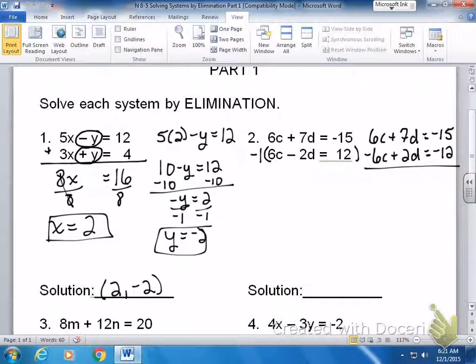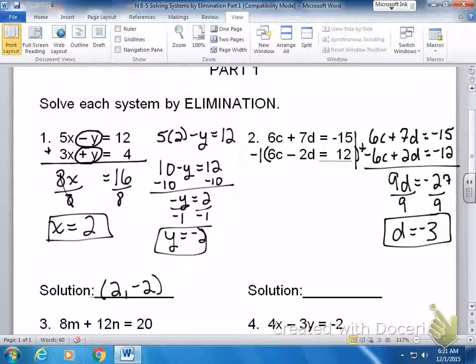Now, when we add them together, our c's are going to cancel and leave us with d. So 6c minus 6c gives us 0c. 7d plus 2d gives me 9d. And negative 15 plus negative 12 gives me negative 27. So now I have one variable and I can solve for it. I divide both sides by 9, and I get that d equals negative 3.